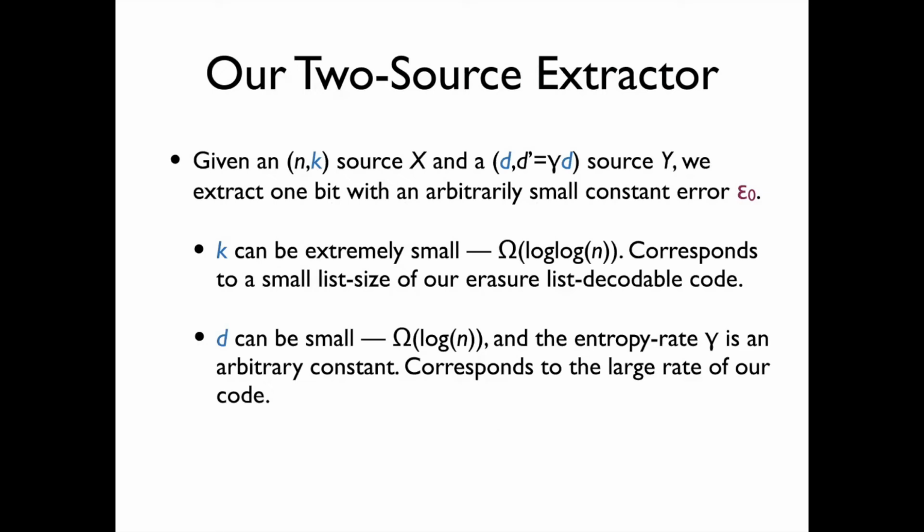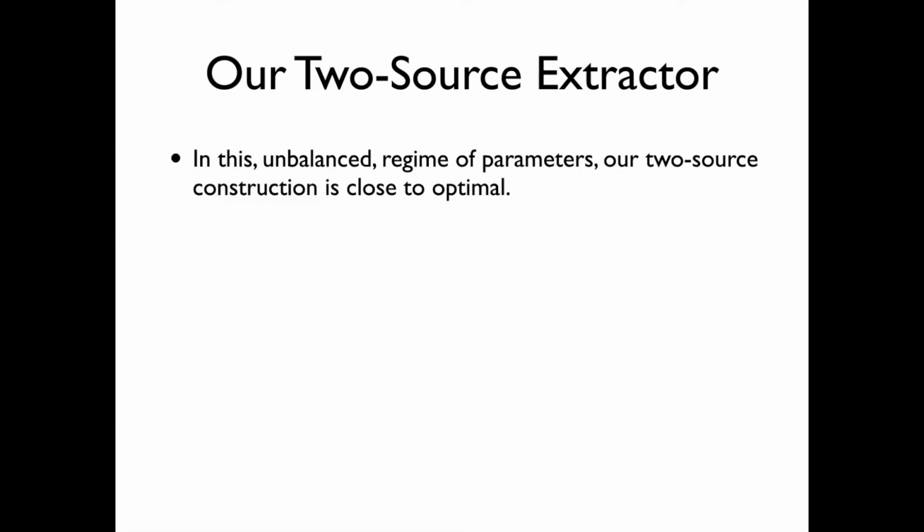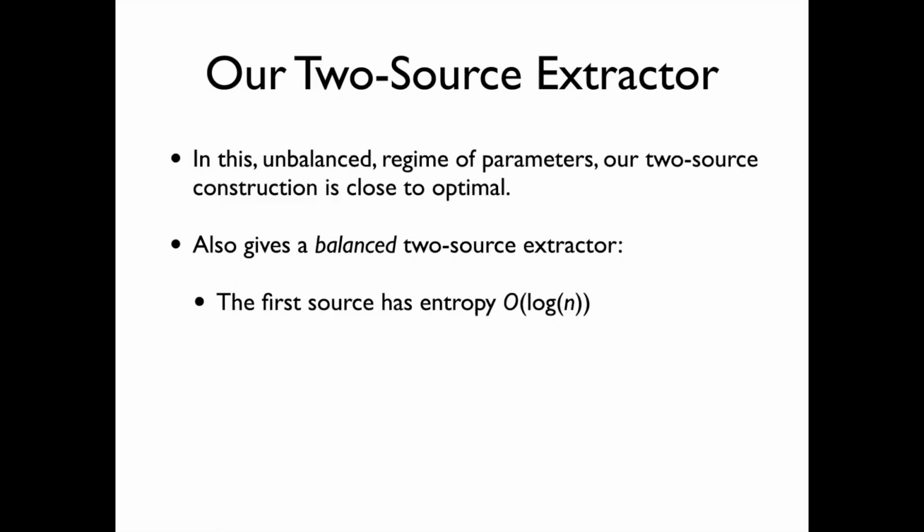And the entropy rate gamma of Y is an arbitrary constant, and this corresponds to the large rate of our code. And in this unbalanced regime of parameters, our two-source construction is close to optimal. If we do balance our parameters, we also get a balanced two-source extractor with the following parameters. The first source has entropy O of log n. The second source has entropy gamma n.